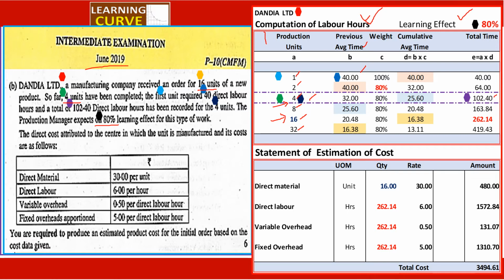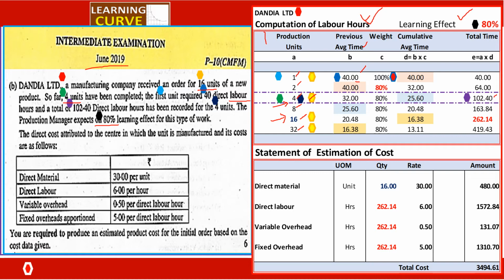Now let us get into the further action required from our side. Let's understand. Item number 1, first unit. Then we make it 2, 4, 8, 16, 32. This is how we populate the production units while doubling each level. Then we go to the first one. 40 hours is the initial direct labor for the first unit.